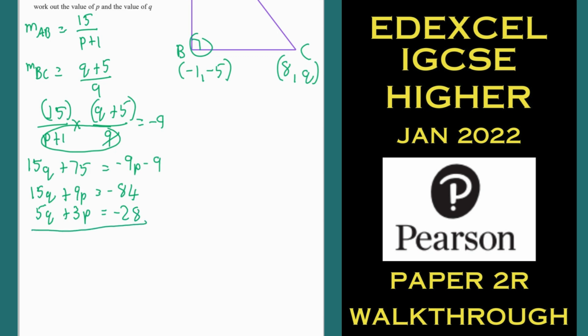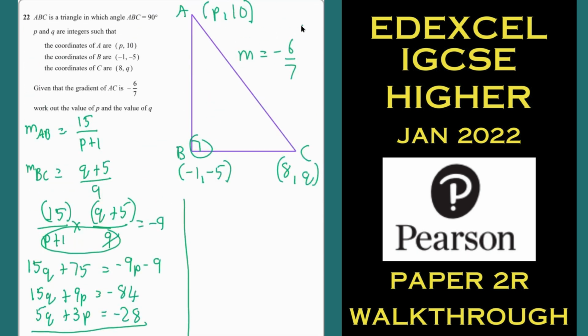Boom. You've got one equation. Where are we going to get the other equation from? They've not told us this for nothing. How do you work out the gradient of A and C? Again, change in y's over change in x's.